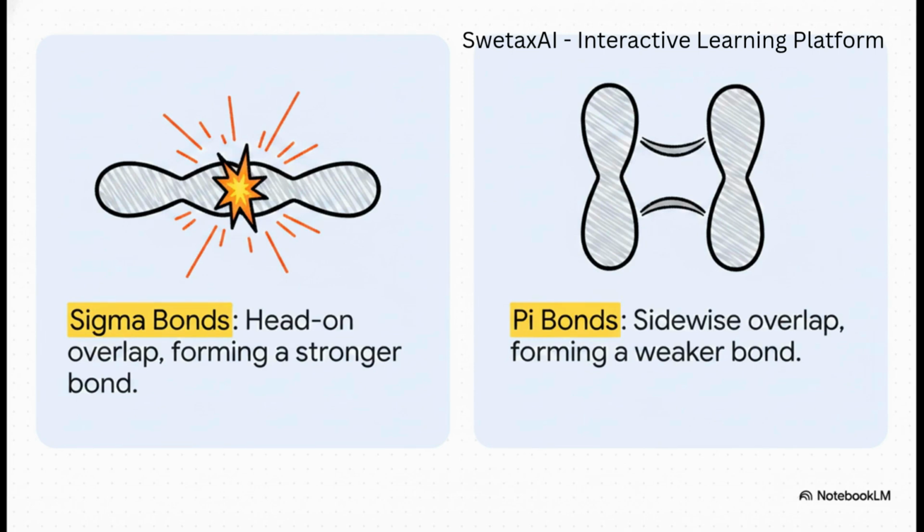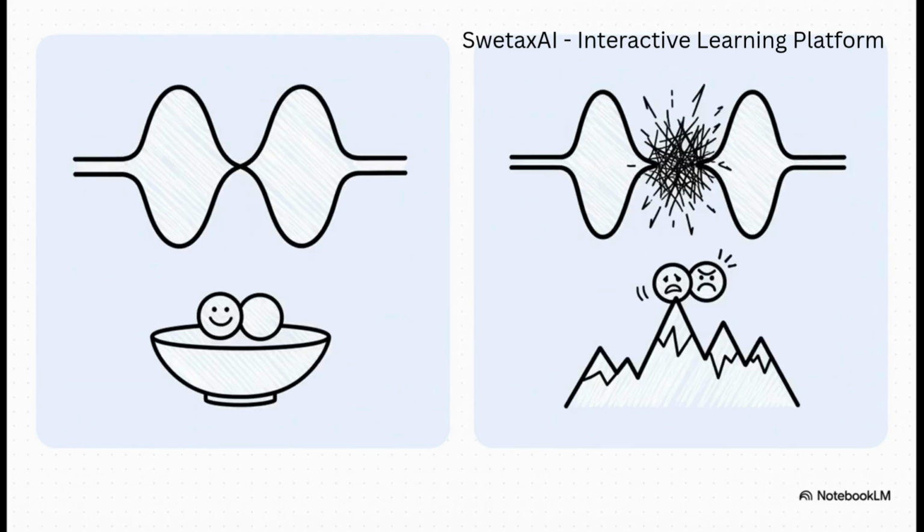A pi bond, though, that's a sidewise parallel overlap. It's secondary, it's definitely weaker than a sigma bond, and here's the kicker. It only forms after a sigma bond is already in place. You see this happening all the time in double or triple bonds. And that takes us to our next major leap, molecular orbital theory, or MOT.